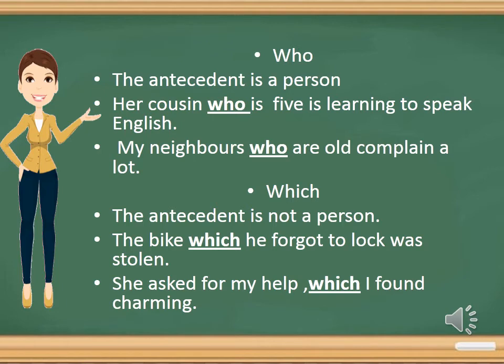The next relative pronoun, which, is used when the antecedent is not a person. Example: the bike which he forgot to lock was stolen. In this particular example, children, which is referring to the bike. She asked for help, which I found charming.